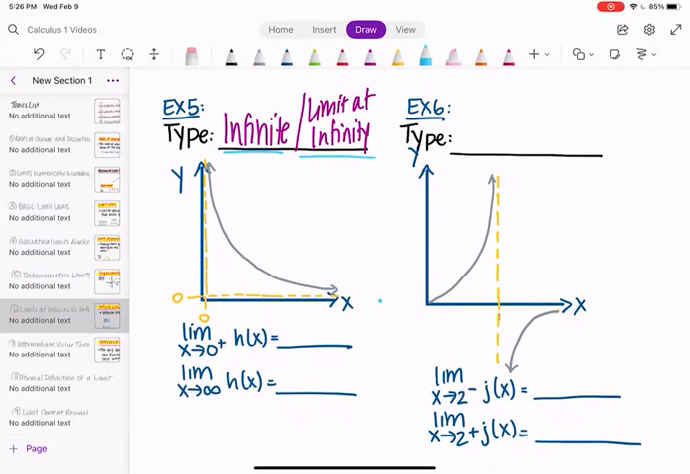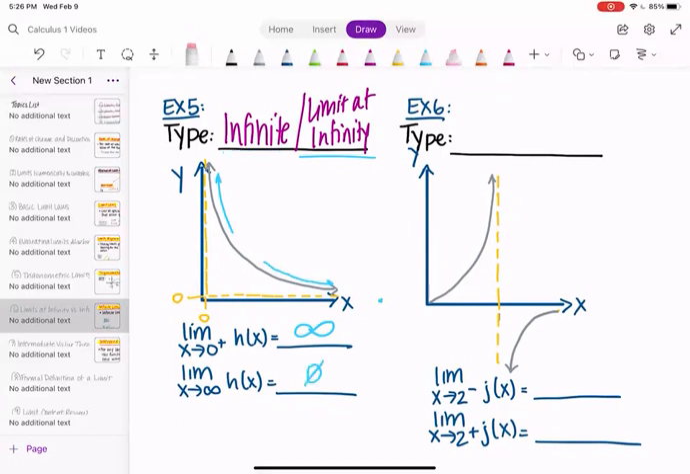All right, so let's actually evaluate these. Limit as x approaches 0 from the right, I'm going up here. We already established that it's an infinite limit, so boom. Limit as x approaches infinity, right? I'm going further and further down. I'm getting closer and closer to 0. So there's my limit right there.